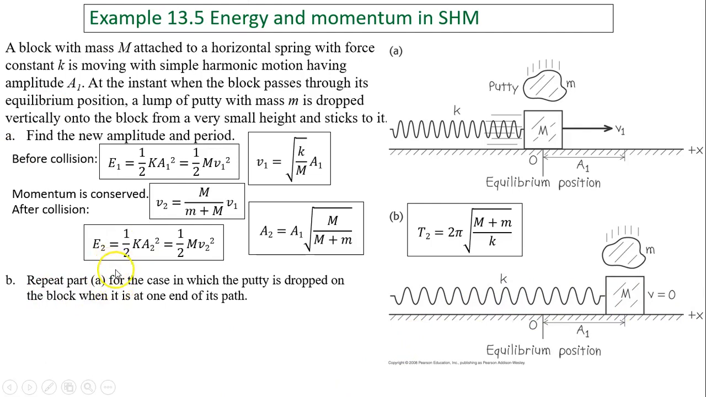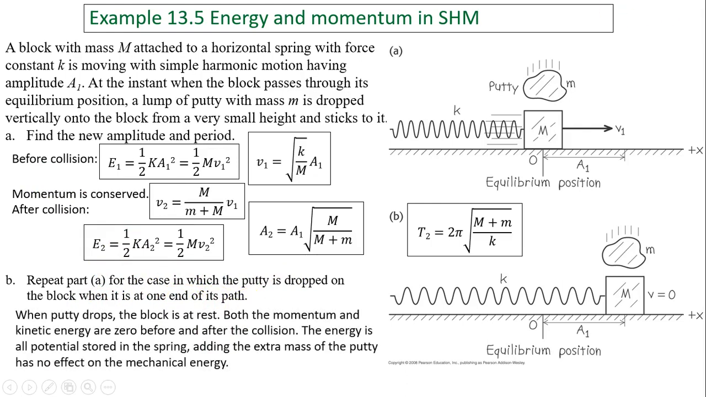Part B, repeat part A for the case in which the body is dropped on the block when it is at one end of the path. When the body drops, the block at this end is at rest, so both momentum and kinetic energy are 0 before and after the collision. Therefore, the energy is all potential energy stored in the spring, so total energy doesn't change, it is still the same. Adding the extra mass of the body has no effect on total mechanical energy, as a matter of fact. But we know the velocity in the middle should be smaller because the mass has increased.